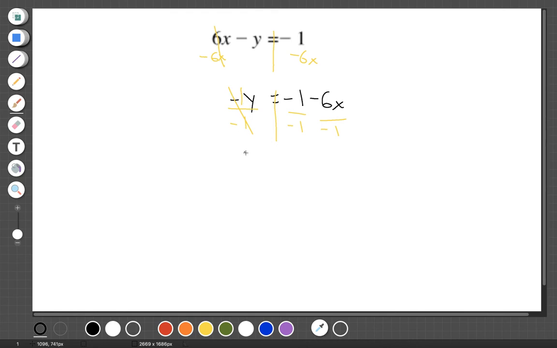So this was a -y. It's going to cancel that negative out. It's going to become y equals -1 divided by -1. Those negatives cancel out. It's just 1. -6 divided by -1 is now going to be plus 6x.